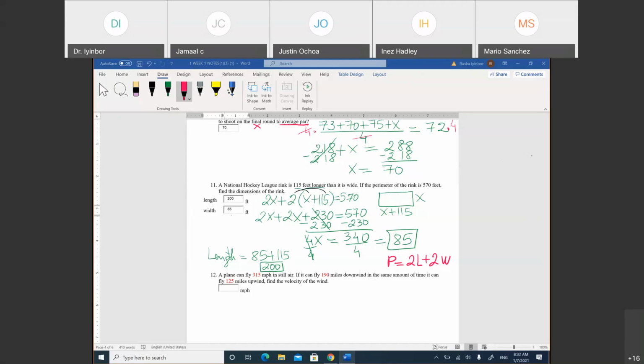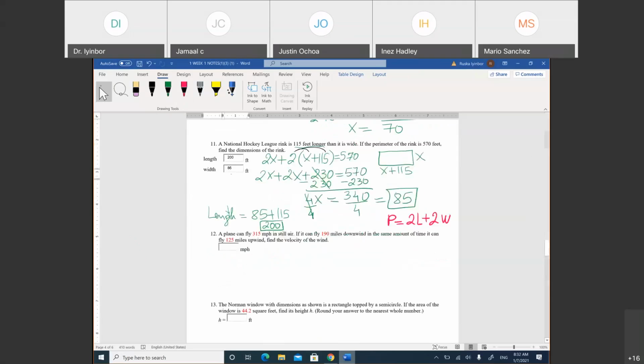Okay, any questions on this? So you're using the given information to set up an equation, and then you solve the equation. Now, after you solve it, welcome Darius, you have to see what they're asking. Here, they're not asking only what is x, they're asking what is the length and what is the width, so you have to find two numbers, okay? Okay, so now, next one, number 12.